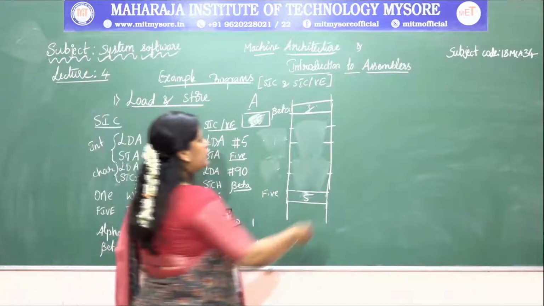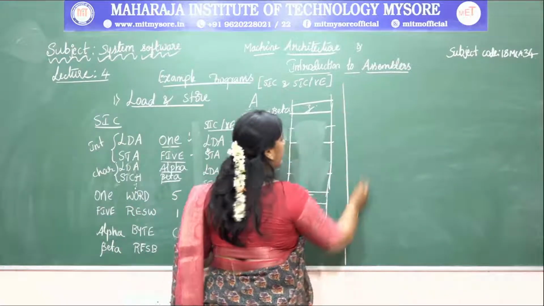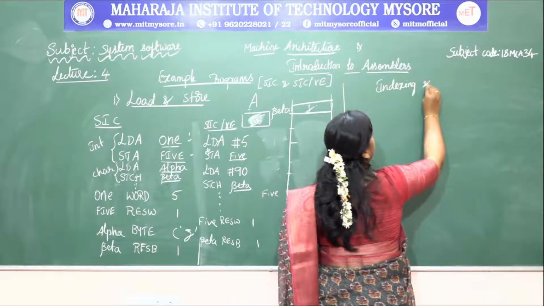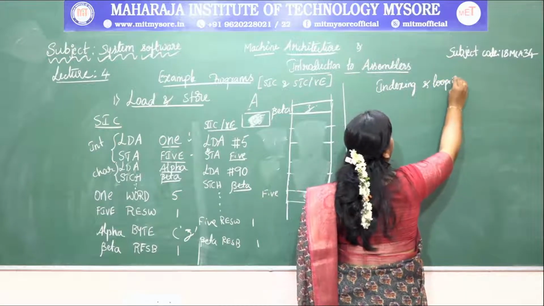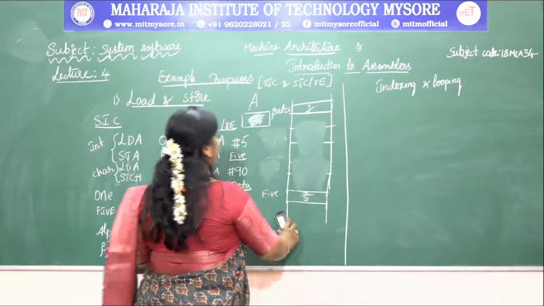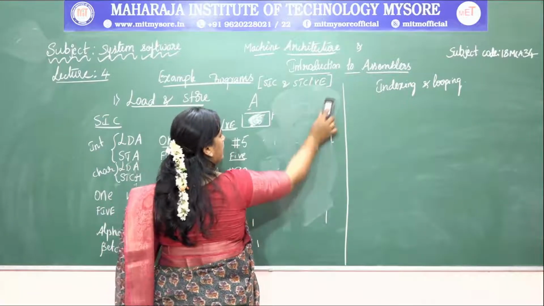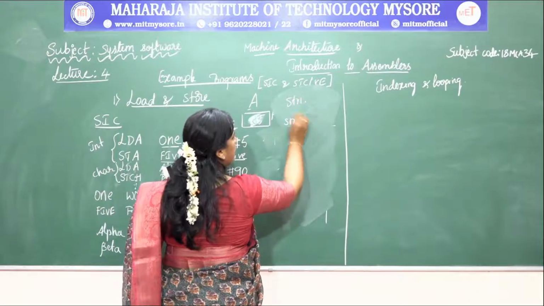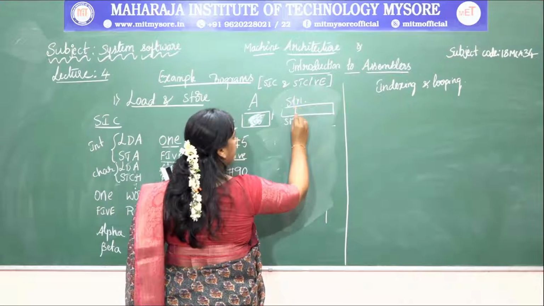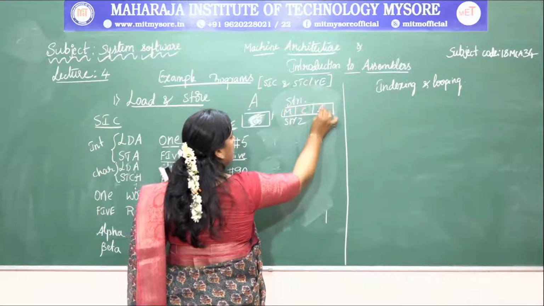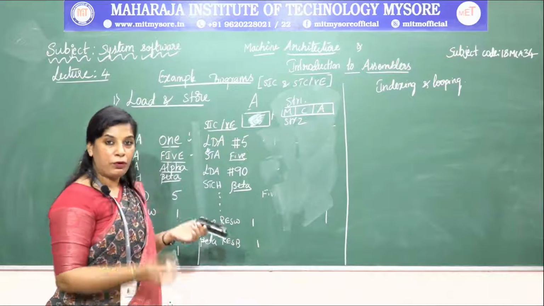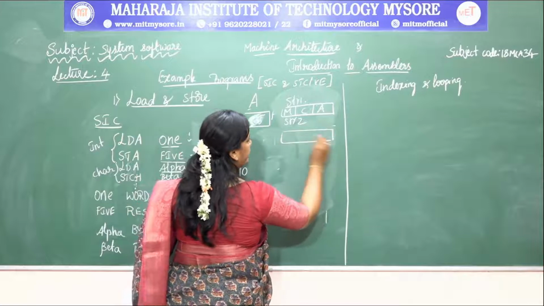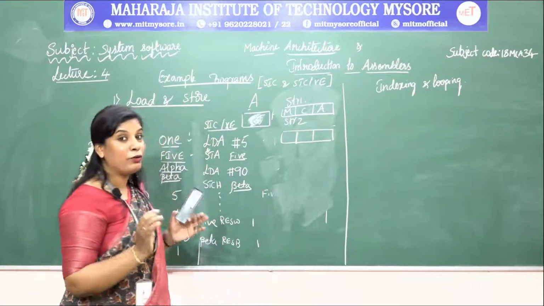And for another example, we'll take how we can use indexing and looping. For this I am going to take an example. I want to move some data from string 1 to string 2. String 1 already has a defined value, that is MCA. I want to move the same data to another string, string 2, which is reserved. I want to move it character by character.